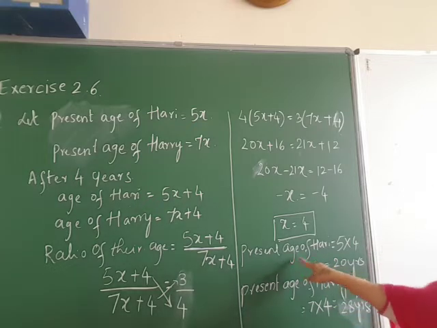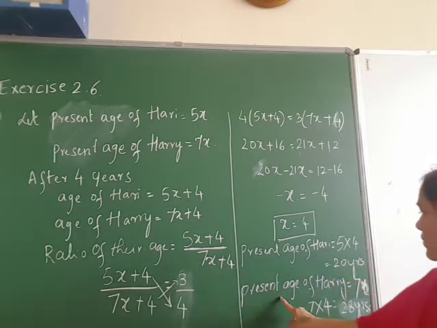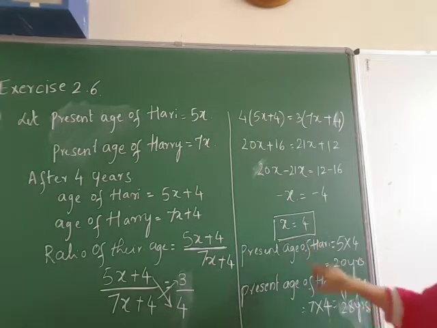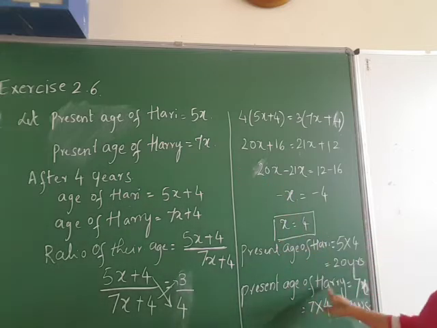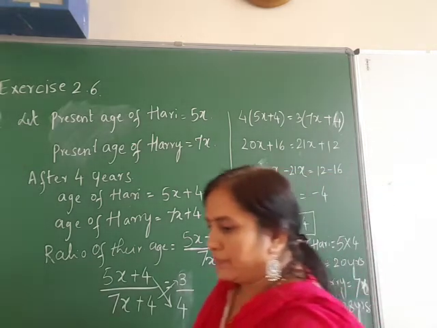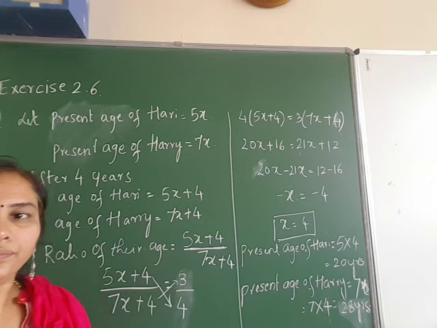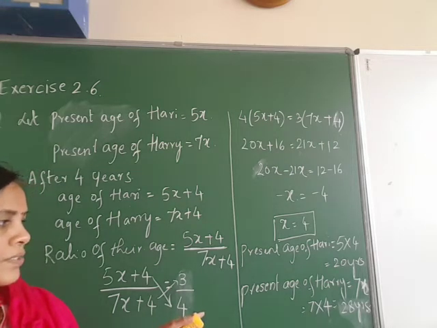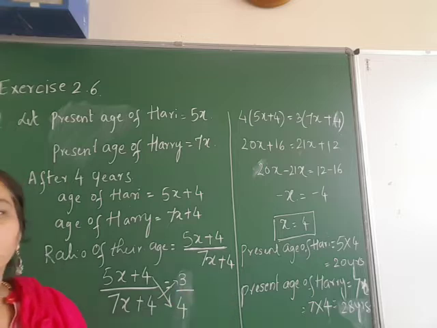So here the present age of Harry is 28 years. Here I have multiplied by 5, but you have to multiply by 4. 7 4s are 28 years, because the value of x is 4. We have considered Harry as 7x. So 7 into 4, 7 4s are 28. So it is 28 years. So please change it. Harry's age is 7 into 4, that is 28 years.